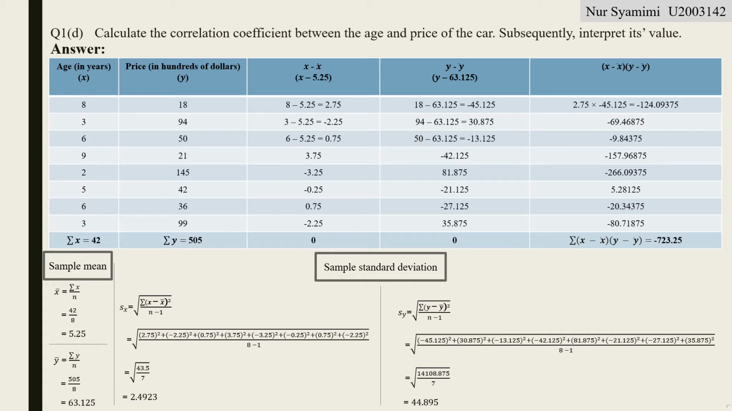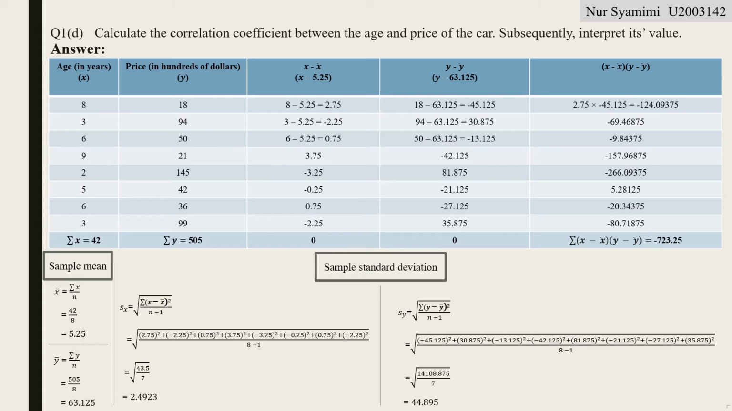Thank you, Jamin. Hi everyone, I am Shamimi and I will explain question 1D. Calculate the correlation coefficient between the age and price of the car. Subsequently, interpret its value. For this question, we can make a table to make it easier for us to calculate it.